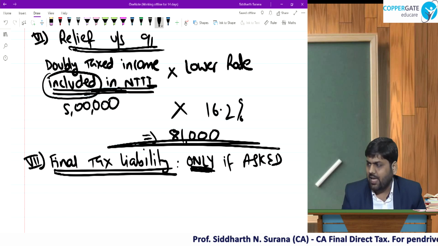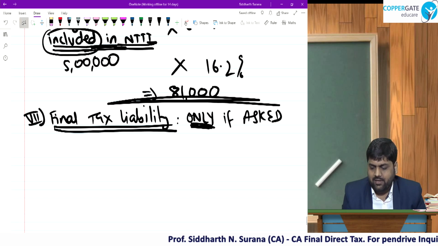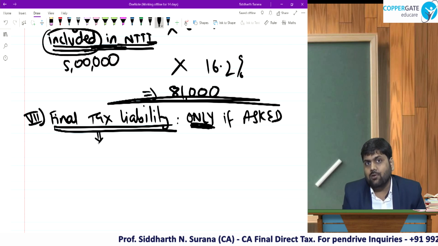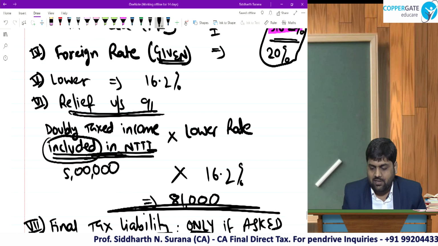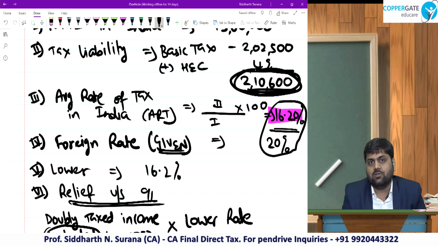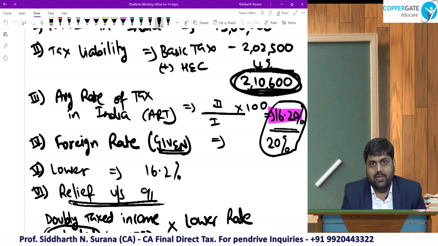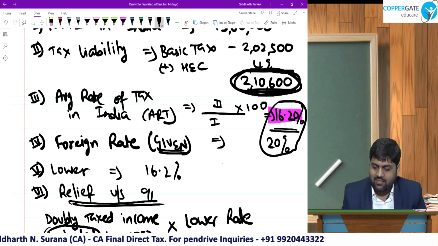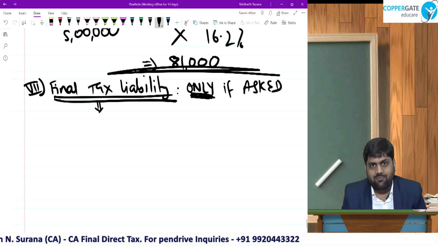If the question says calculate relief, you will stop at 81,000. If the question says calculate final tax liability, then only you will do this. What will be your final calculation? If you were not getting any relief, 210,600 would have been your tax liability. If there was no relief, 210,600 would have been your liability.